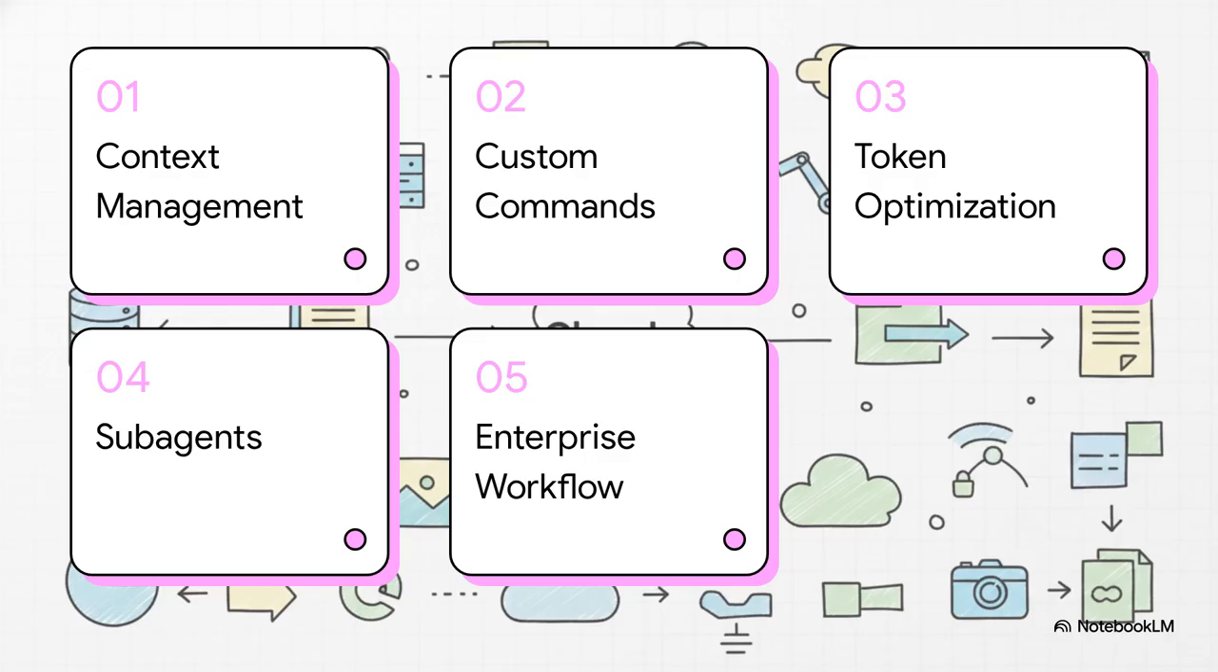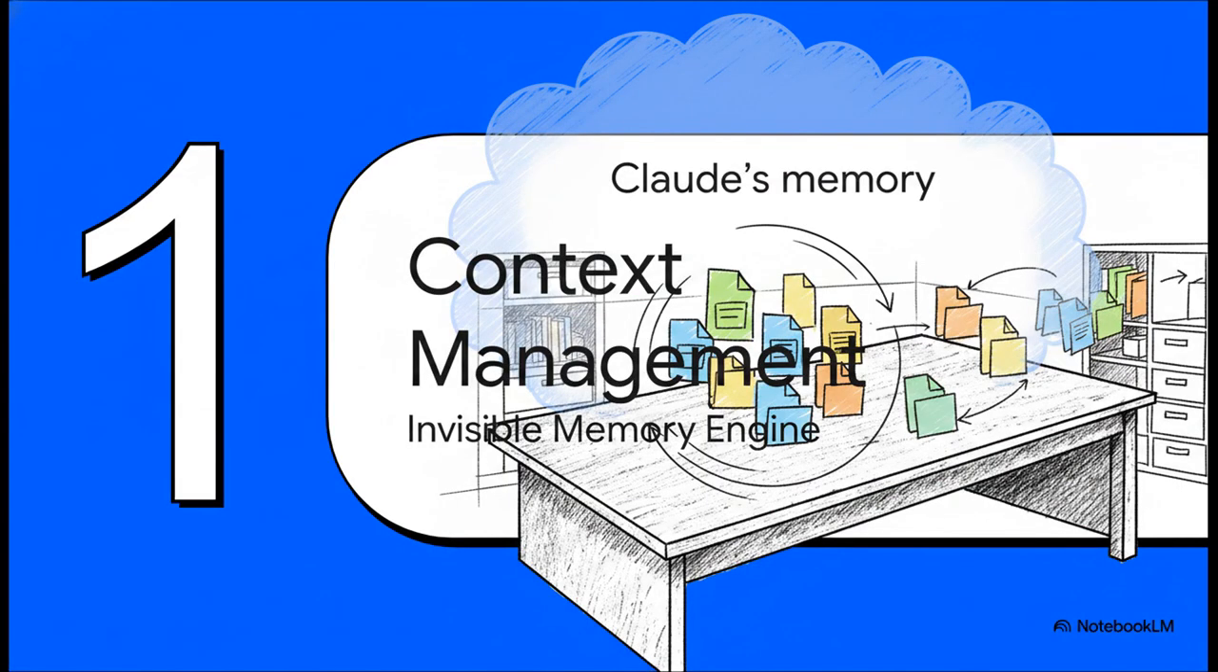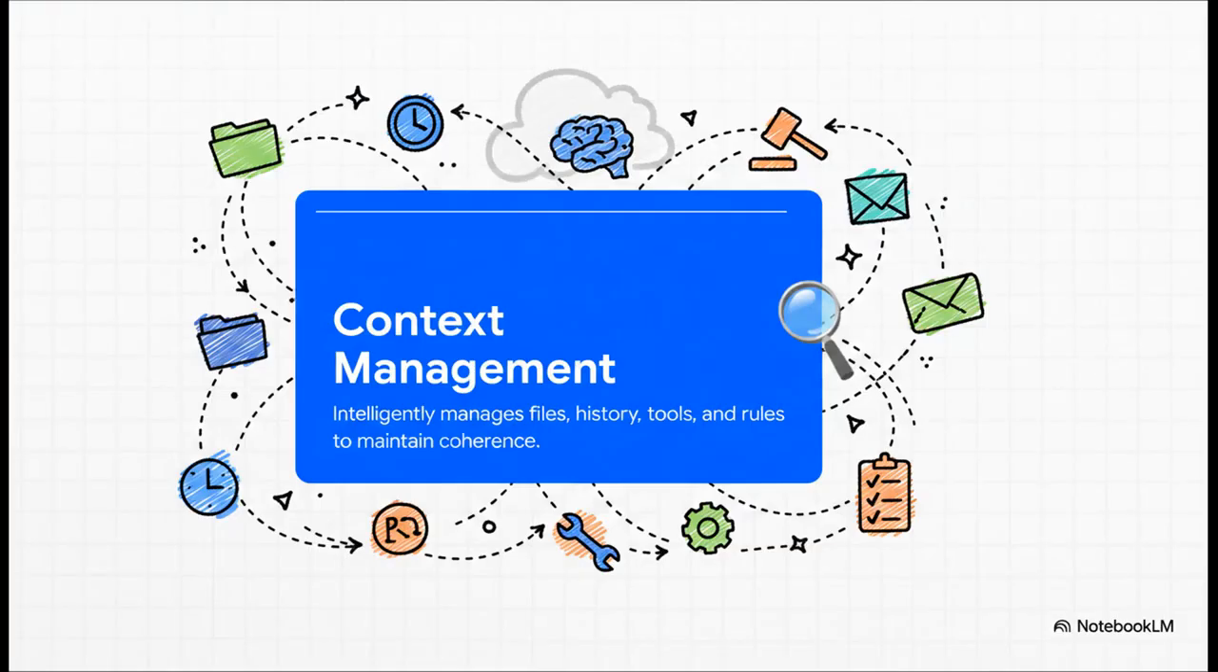Let's get to it. Starting with Module 1, Intelligent Context Management, or as it's perfectly described, the invisible memory engine. Think of Claude's memory like a physical workspace, like a massive desk. If you just grab every single document you own and throw it onto that desk, well, there's literally no room left to actually work. Context management is this invisible engine that dynamically juggles all of this.